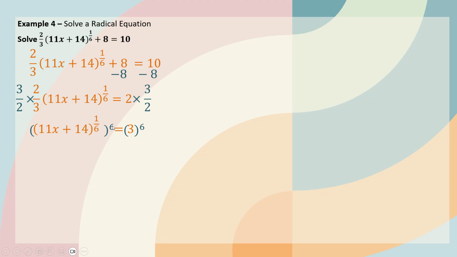So 1/6 times 6 is 1. And then to isolate x, we will subtract 14 from both sides and then divide by 11.